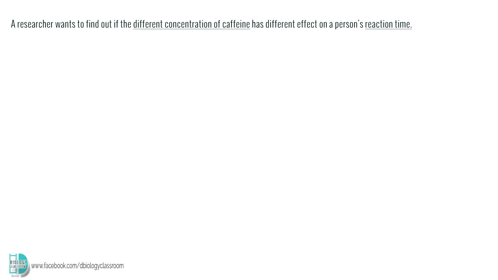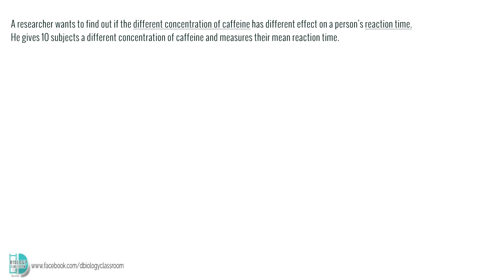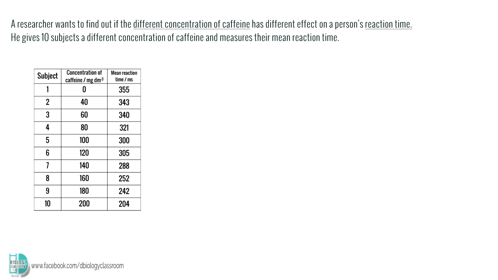Now let's solve a problem involving Pearson's correlation coefficient. Let's say a researcher wants to find out if different concentrations of caffeine have different effects on a person's reaction time. He gives 10 subjects a different concentration of caffeine and measures their mean reaction time. He plots a graph of concentration of caffeine against the mean reaction time.